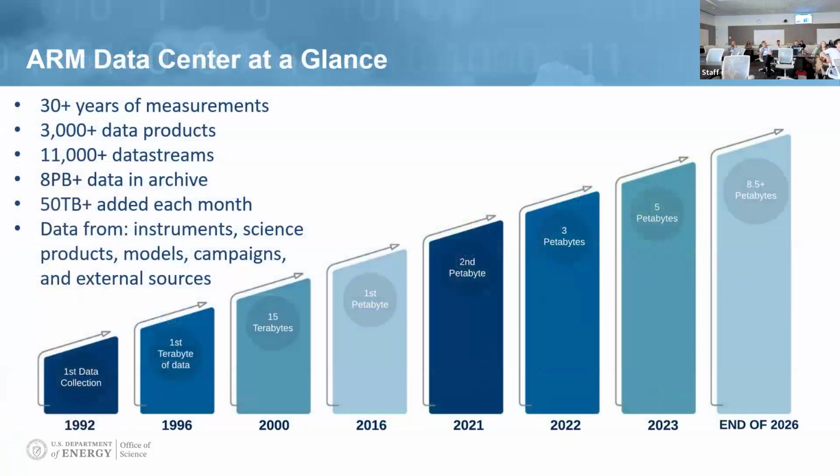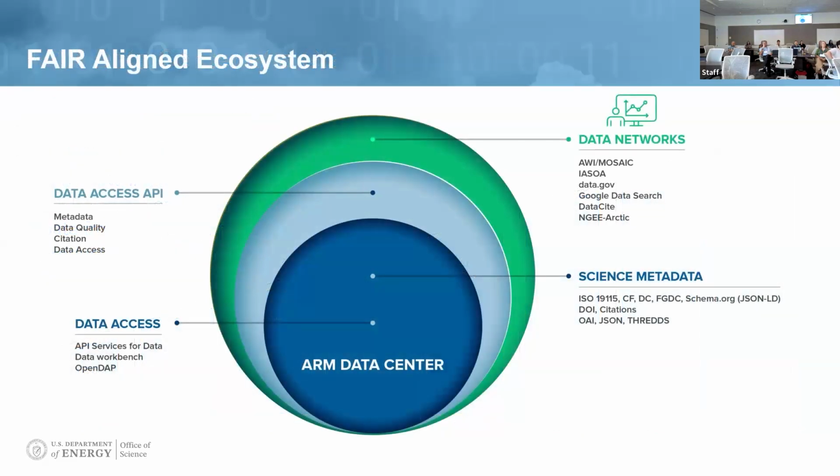Overall, the ARM Data Center is the center of all collection of ARM. It has been collecting more than 3,000 data products, about 11,000 data streams. And this year, we are projecting about 8 petabytes of atmospheric data. So that's a lot. Over a month, we collect about 50 terabytes of data, from the instrument source all the way to reprocessing and processing, and then making it available to the user community. ARM does a lot, and the ARM Data Center is the central hub for making this data available to the user community.